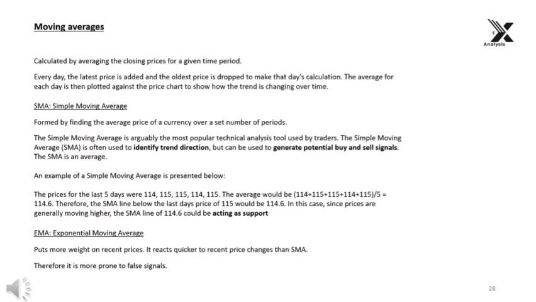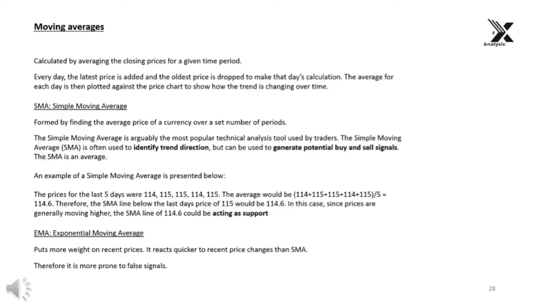Moving averages. Probably the most used tech indicator, or at least one of the most useful ones for us. Calculated by averaging the closing prices for a given time period. Every day, the latest price is added, and the oldest price is dropped to make that day's calculation. The average for each day is then plotted against the price chart, to show how the trend is changing over time on a daily chart.